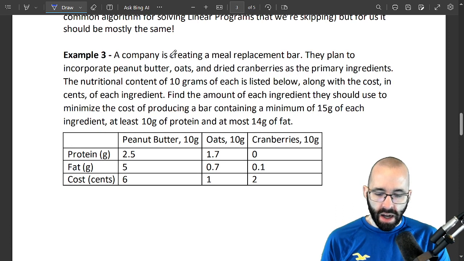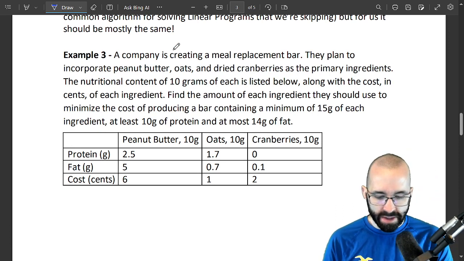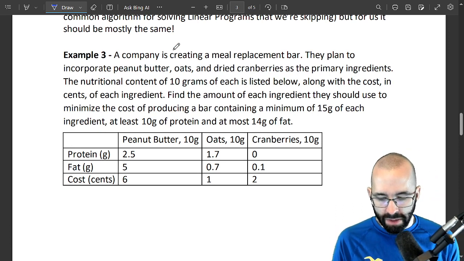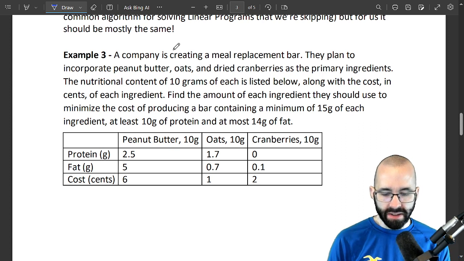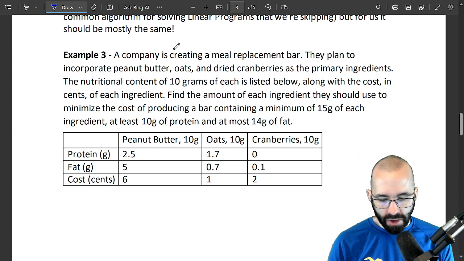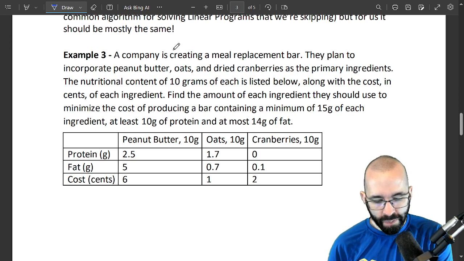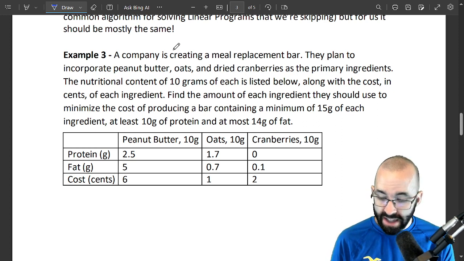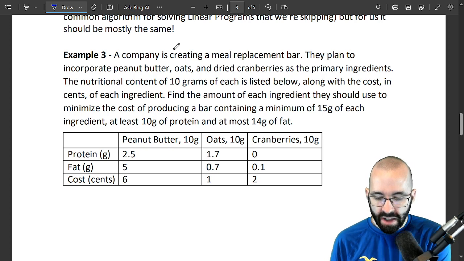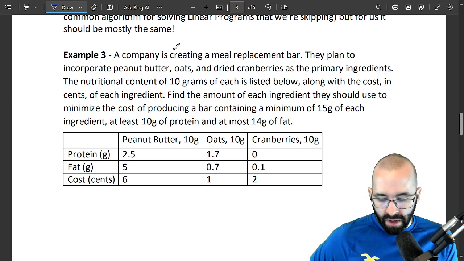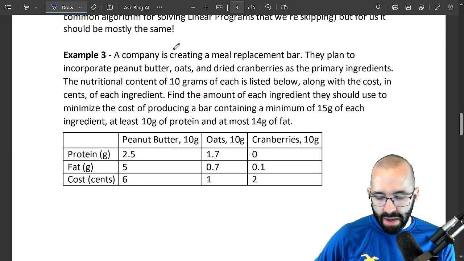Example 3. A company is creating a meal replacement bar. They plan to incorporate peanut butter, oats, and dried cranberries as the primary ingredients. The nutritional content of 10 grams of each kind is listed below, along with the cost in cents of each ingredient. Find the amount of each ingredient they should use to minimize the cost.